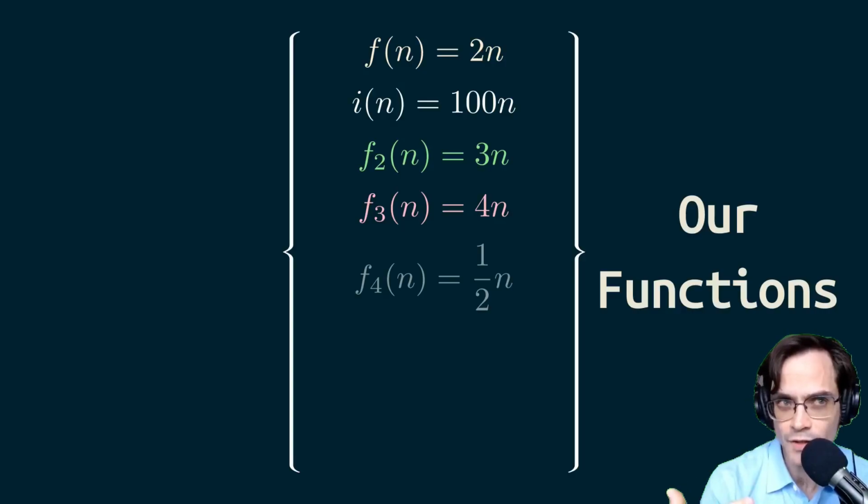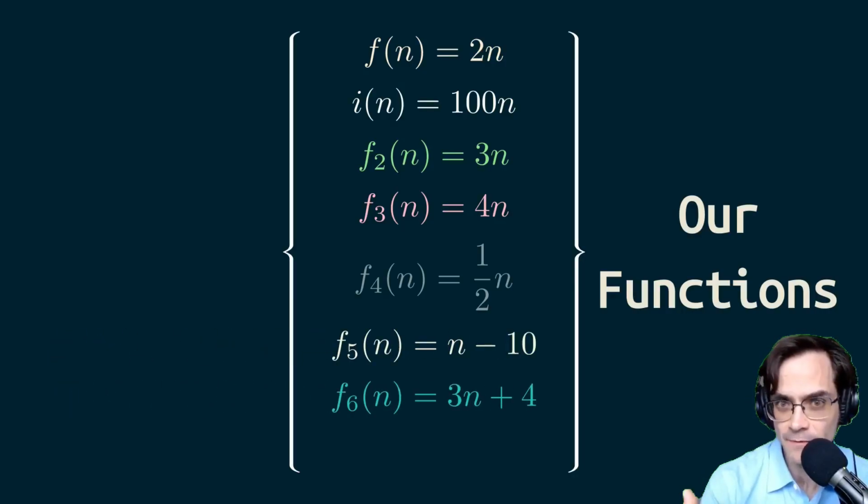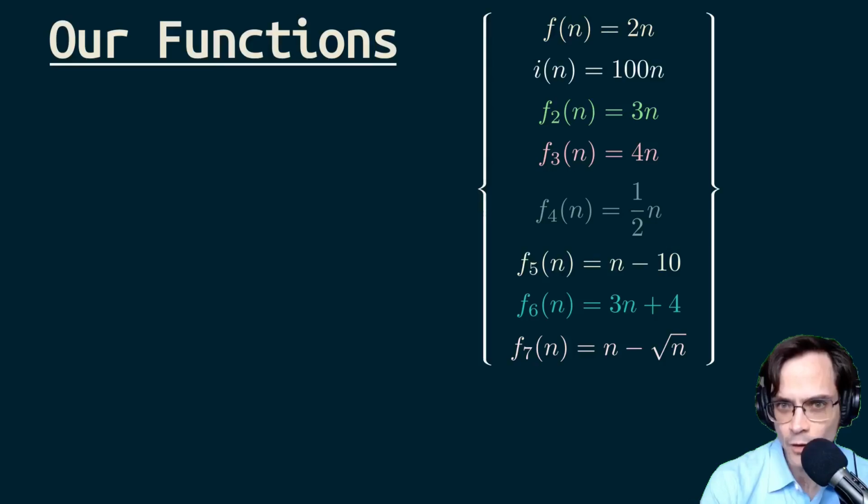Now there are other functions that are almost like this, stuff like n minus 10 or 3n plus 4, and as n becomes large, these functions will also roughly double when I double the input. And there's even stuff like n minus square root of n, where when n becomes big enough, it's going to behave in more or less the same way. So those go in our group as well. But we want to more rigorously define our group. How could we do that?